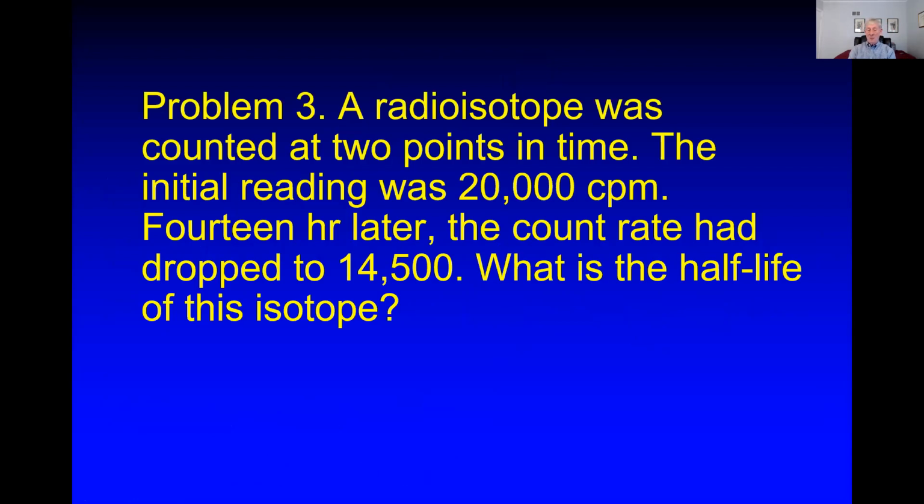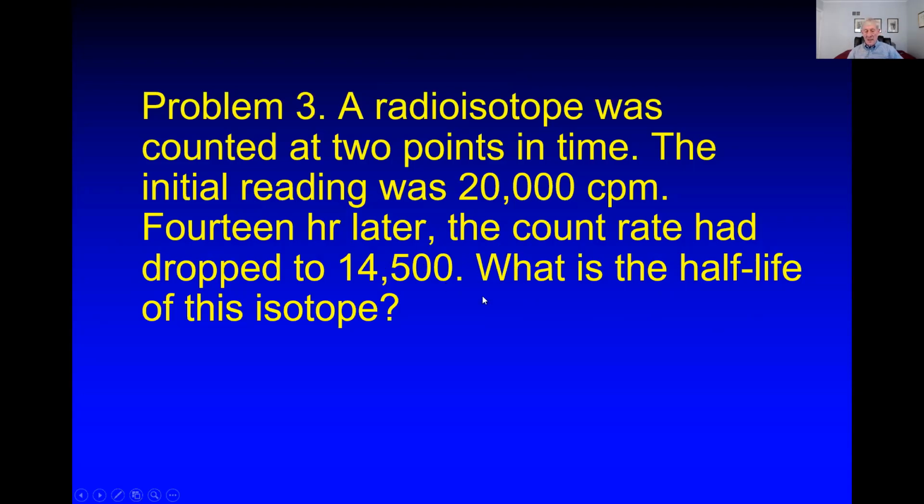Now, you could solve this problem graphically, and also you can solve it mathematically. And the math is really pretty difficult. But first thing we're going to do is take a linear guess. Time zero, it's 20,000. 14 hours later, it dropped down to 14,500. Now, 14,500 is roughly halfway between 20,000 and 10,000. If it were one half-life, it would have gone from 20,000 to 10,000, but it didn't get that far. It's somewhere right in the middle. So again, we're going to say that 14,500 is about half of a half-life.